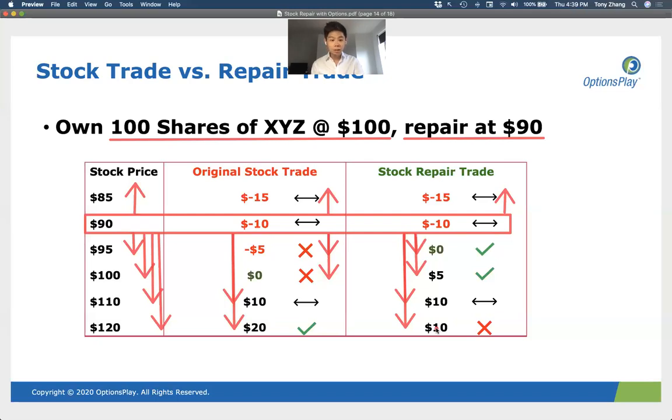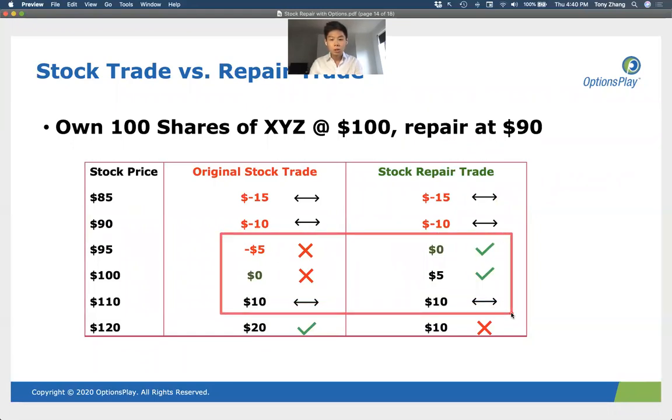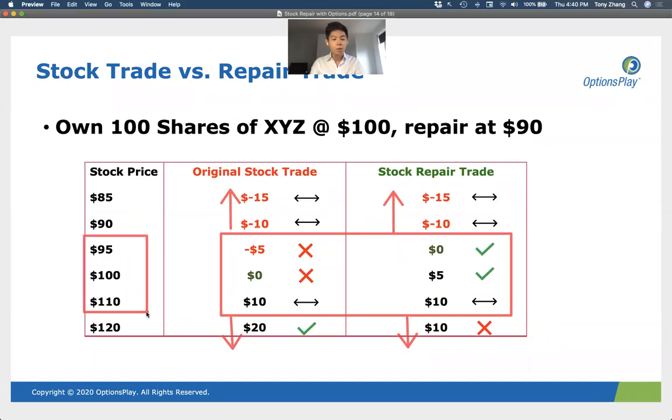So that is what it generally looks like. What you find is that it's only a narrow band at which the repair strategy will outperform. If the stock continues to move lower or stays where it is, you're basically the same. If the stock makes a big move to the upside, you start to underperform. Only in this specific range do you make more money with the repair strategy than if you did without the repair strategy. Does that make sense?